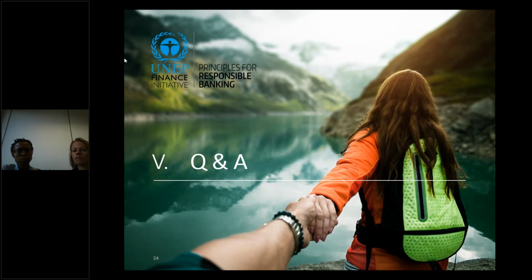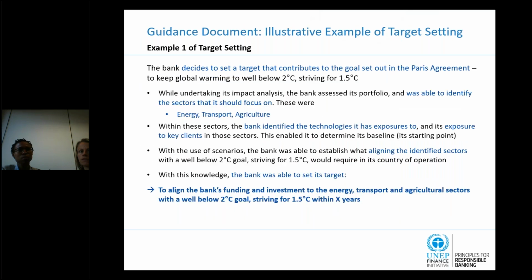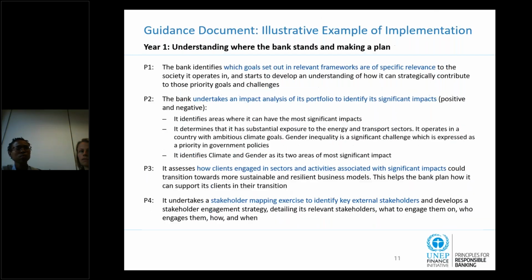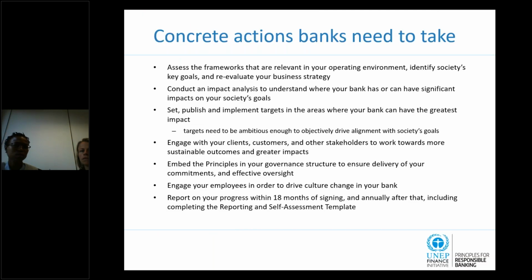There you have mentioned that if we assess the frameworks that are relevant in your operating environment, we should re-evaluate our business strategy. What did you mean by the re-evaluation of our business strategy? As a financial organization, we have operations in SME business, corporate business, and consumer business, and we are determined to align our business strategy with the customers' needs and society's goals. But how would you suggest we re-evaluate our business strategy?